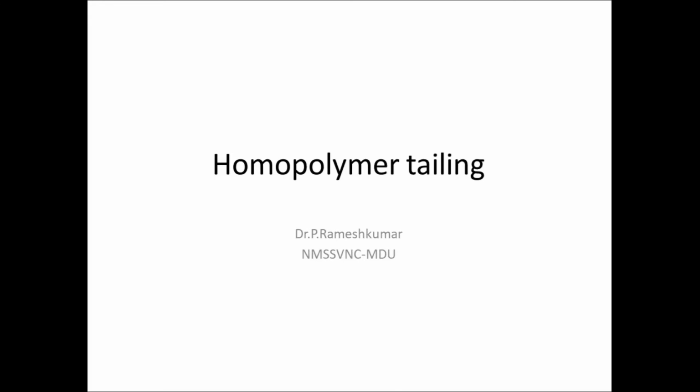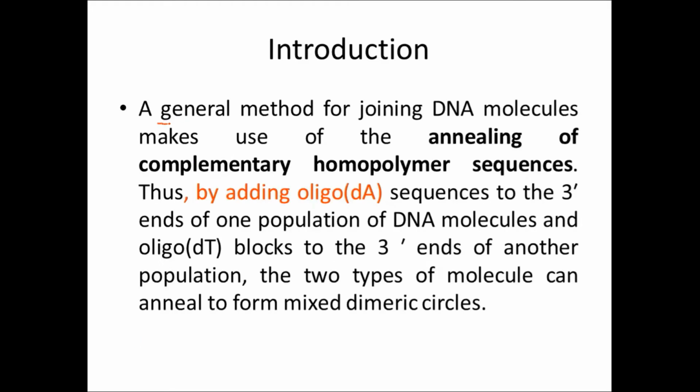Sometimes we can't know the sequence, and that is when we use homopolymer tailing. It is a very interesting technique in genetic engineering. Here polymer means nucleotides, homo means same, and tailing means creating a tail at the 3' strand of the given DNA. This tailing produces sticky ends for inserting into the vector. Homopolymer tailing is a general method for joining DNA molecules, only used for joining DNA molecules between the gene of interest and the vector.